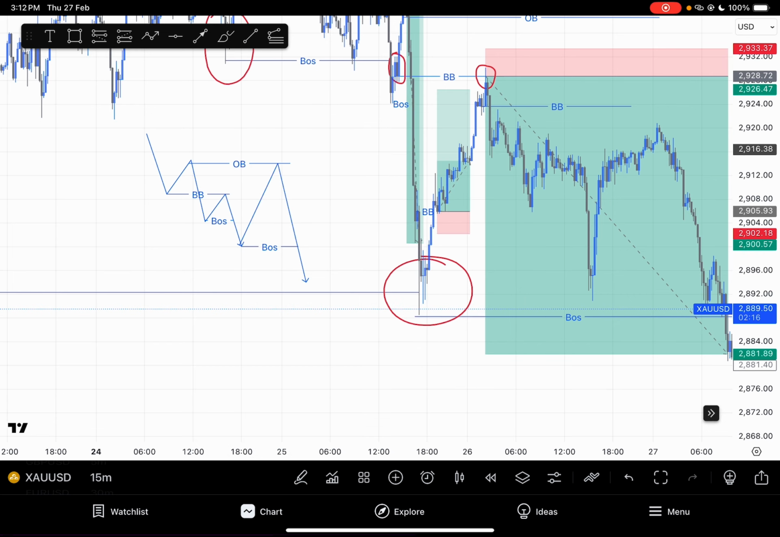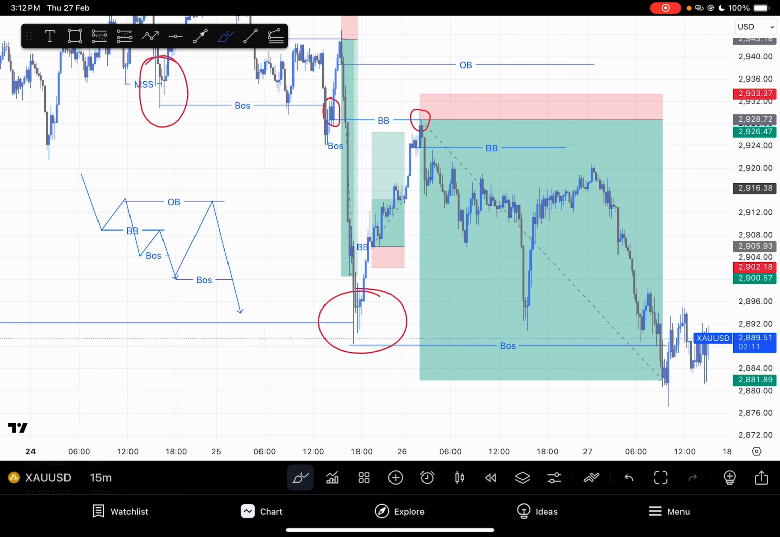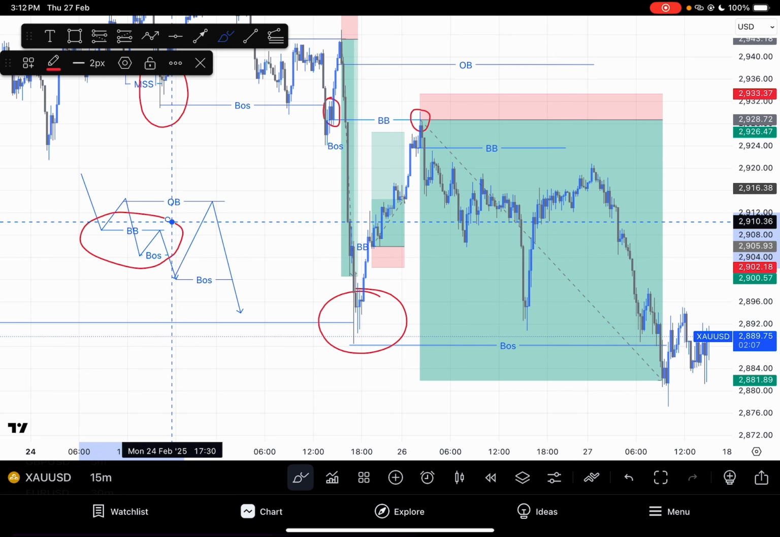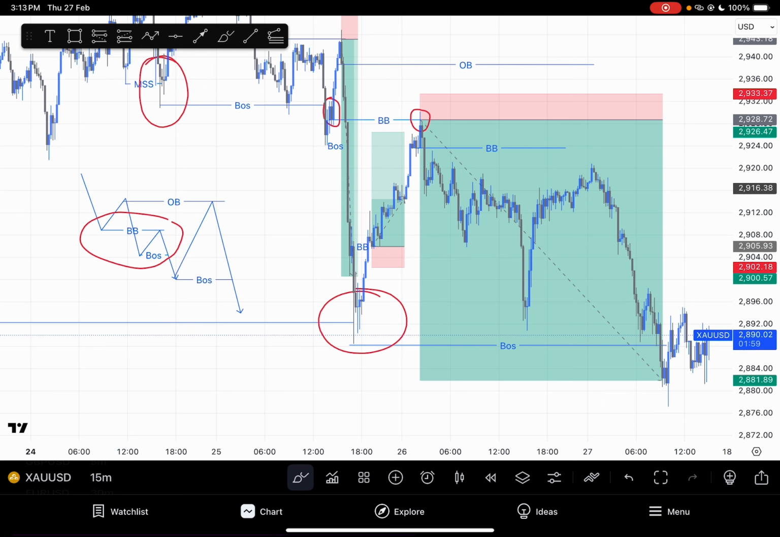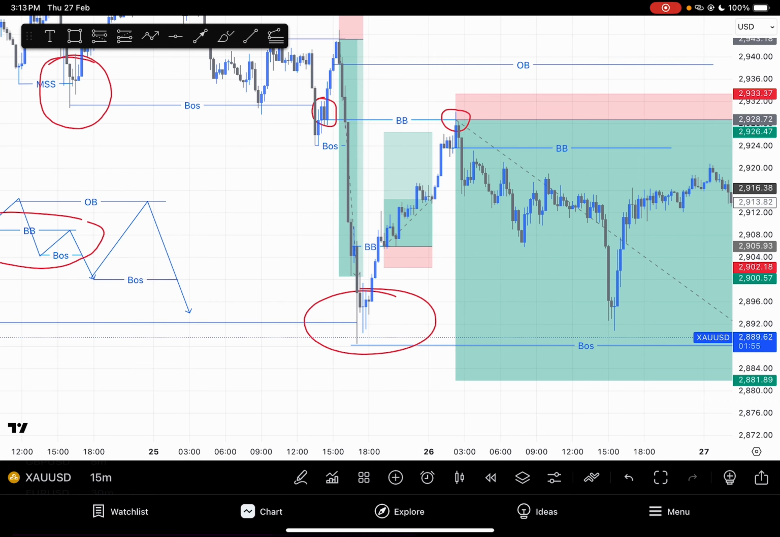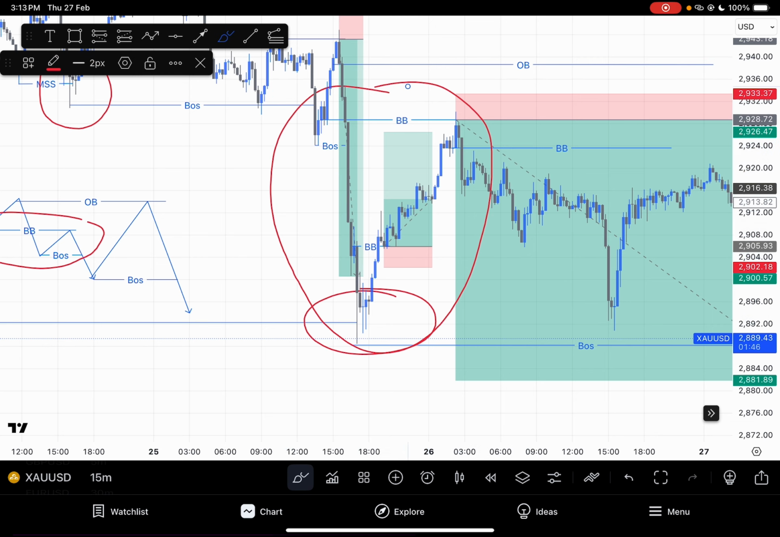So from this point here, the first break of structure, taking out liquidity to create the first retest on the breaker block, then distribution to the downside, creating the break of structure. This is what price has already done at this point. Let me mark it out. This is what price has already done at this region here.